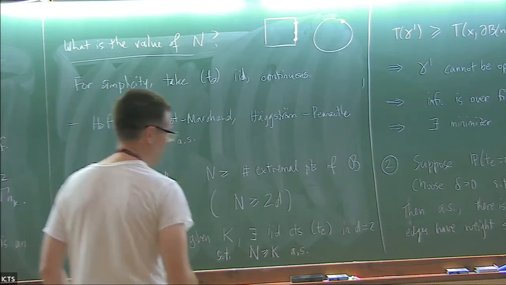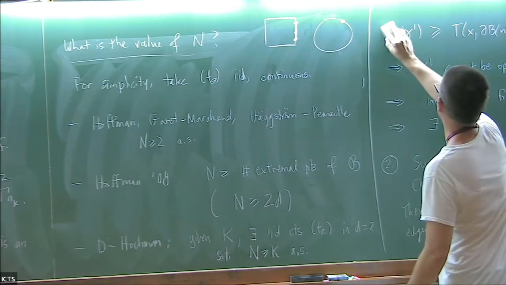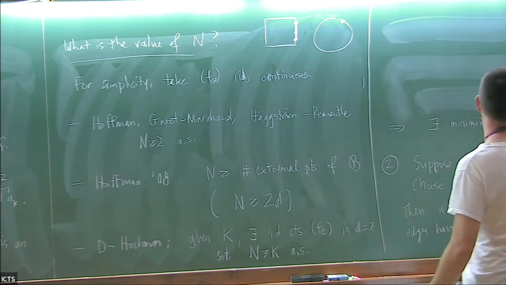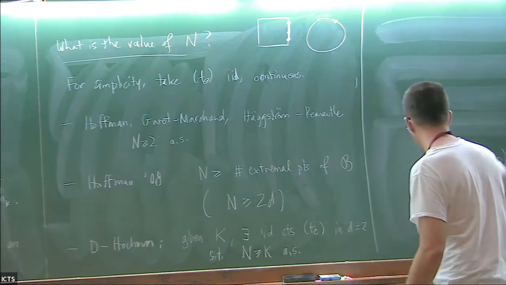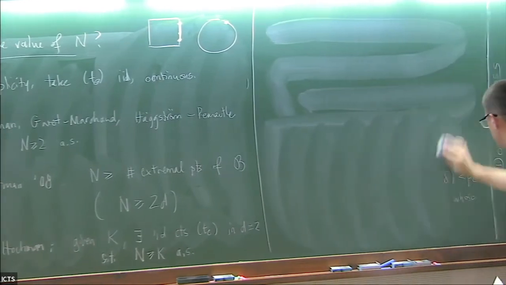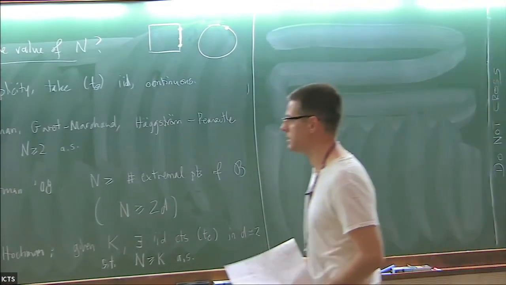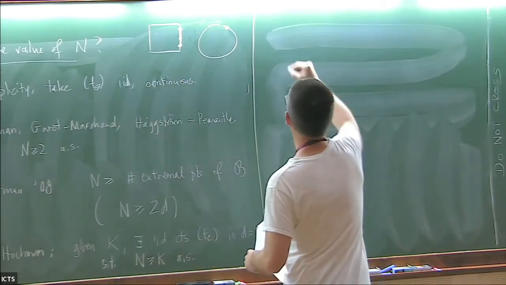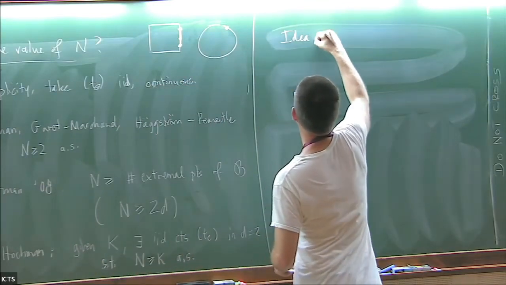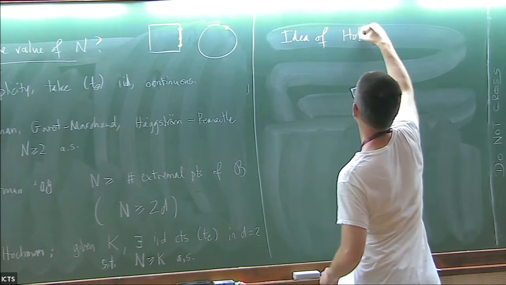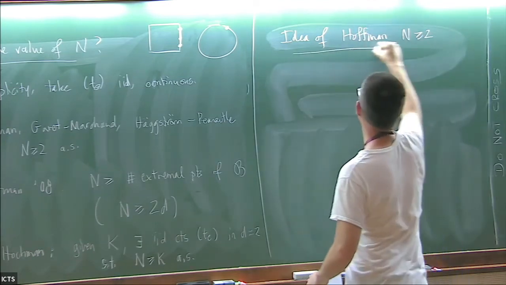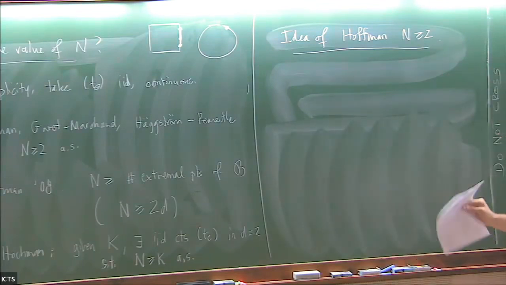Okay, so these are the results that I know of. We're going to spend, I'm not sure if we will finish it today, but we'll spend the next chunk of time discussing Hoffman's argument that n is at least 2. Here's the idea of Hoffman, n at least 2. Now this argument I think is great.